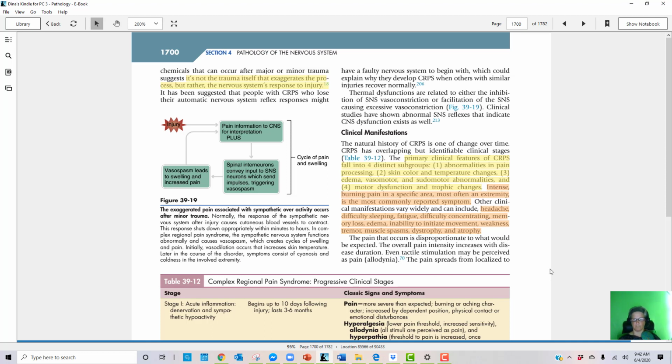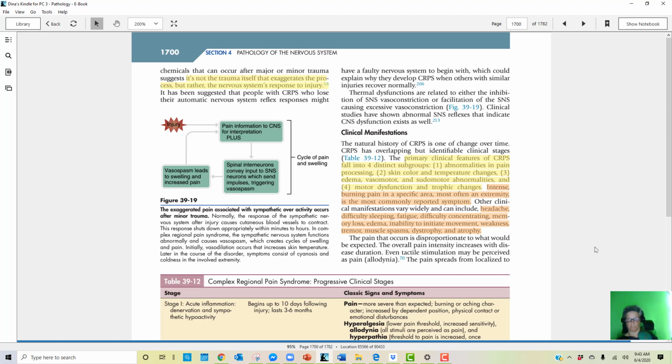1. Abnormalities in pain processing. 2. Skin color and temperature changes. 3. Edema, vasomotor, and sudomotor abnormalities. And 4. Motor dysfunction and trophic changes. Intense, burning pain in a specific area, most often an extremity, is the most commonly reported symptom.